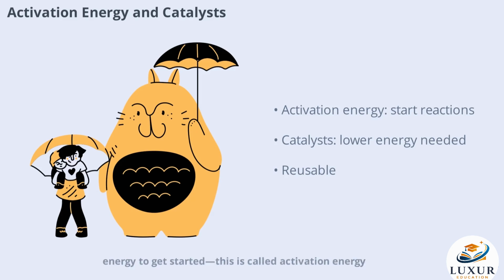This is called activation energy. Some reactions need a lot while others need very little. Catalysts are substances that lower the activation energy, making reactions happen faster and more easily. Importantly, catalysts aren't used up in the reaction, so they can be reused over and over.